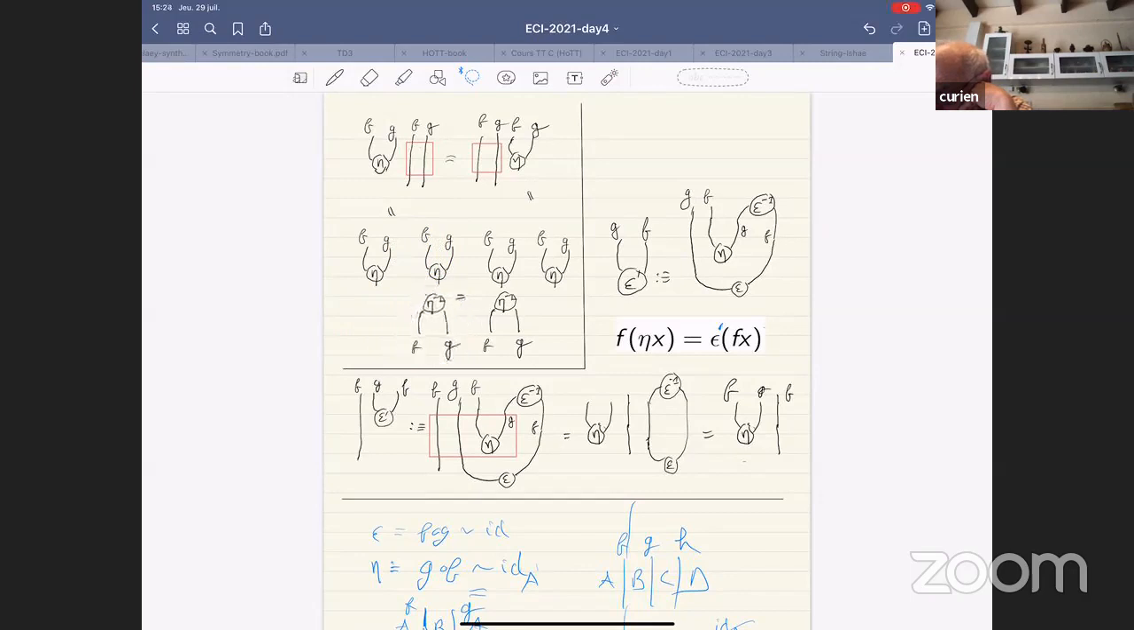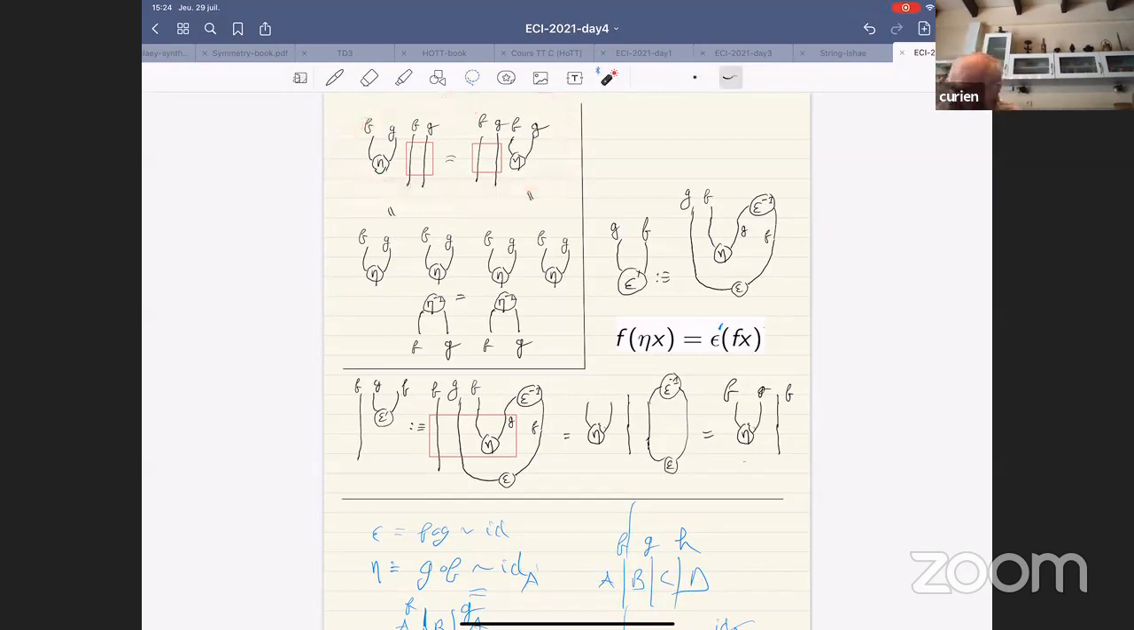So this is what I'm doing here. I'm moving this guy just here. And then I'm exploiting the fact that eta and eta minus 1 are again inverses. So I can cancel them out and I get this picture. So we have proved this lemma, if you accept this kind of graphical proofs. Good.